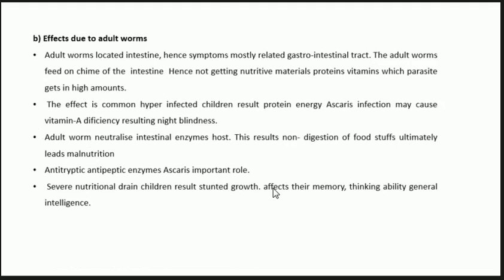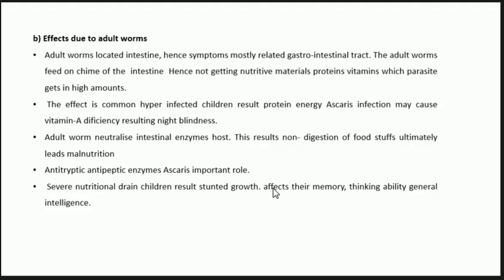What do adult worms do, and what kind of problems do they create? Adult worms are located in the intestine, hence the symptoms are mostly related to the gastrointestinal tract. The adult worms feed on the chyme of the intestine, so the host is not getting nutritive material, protein and vitamins, which the parasite actually gets in high amounts.